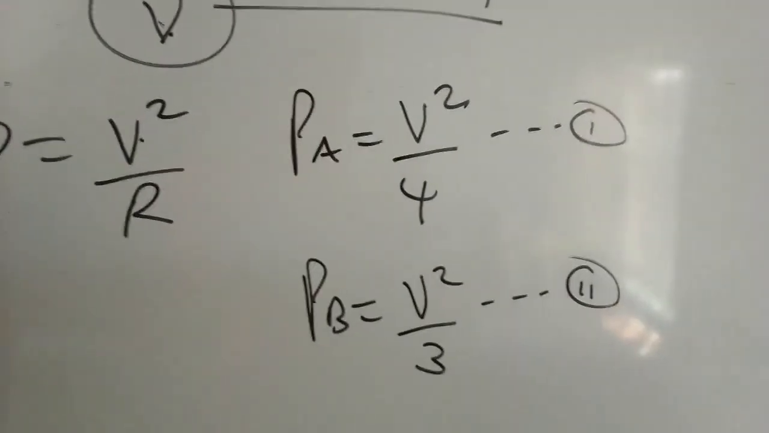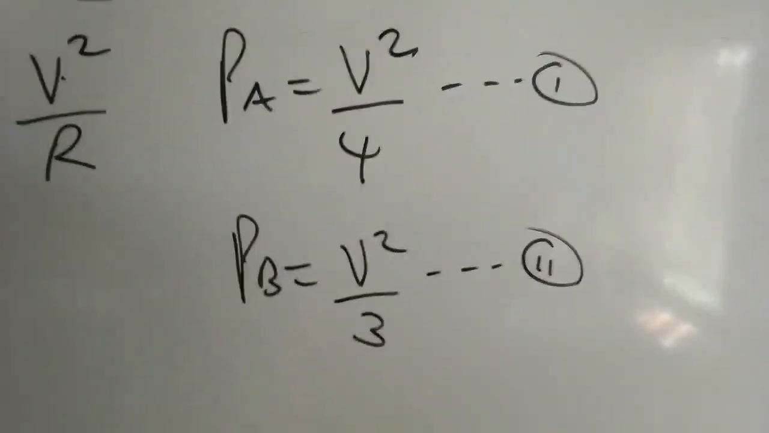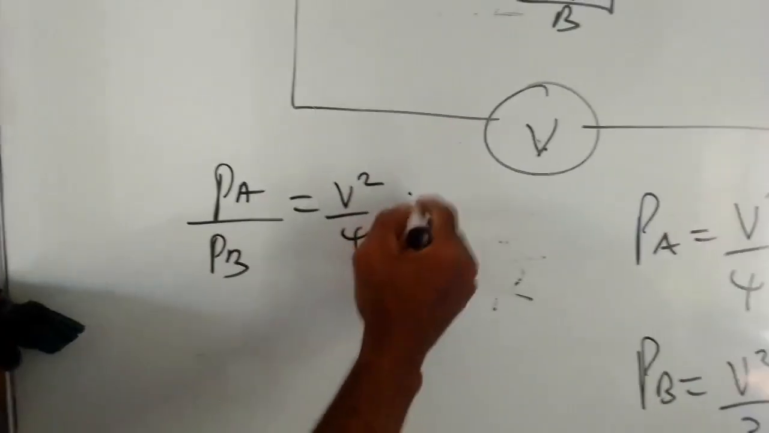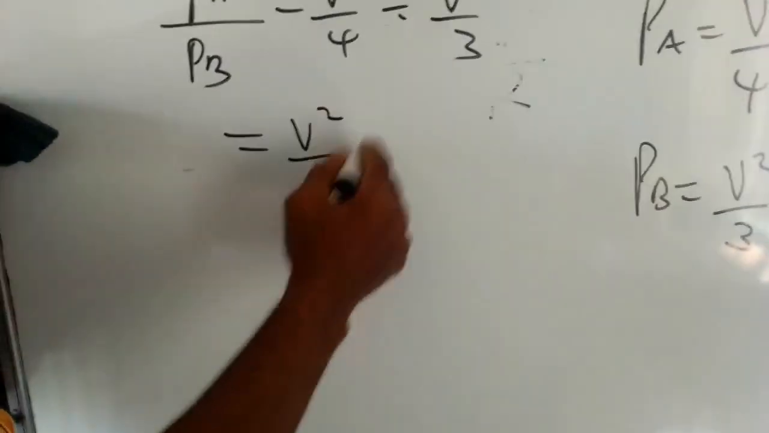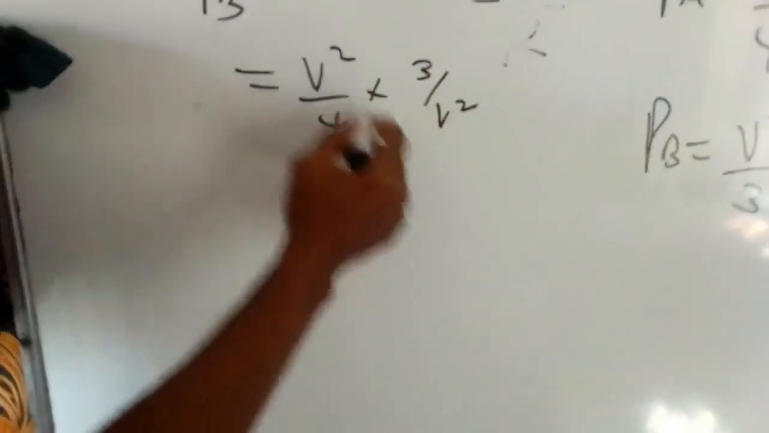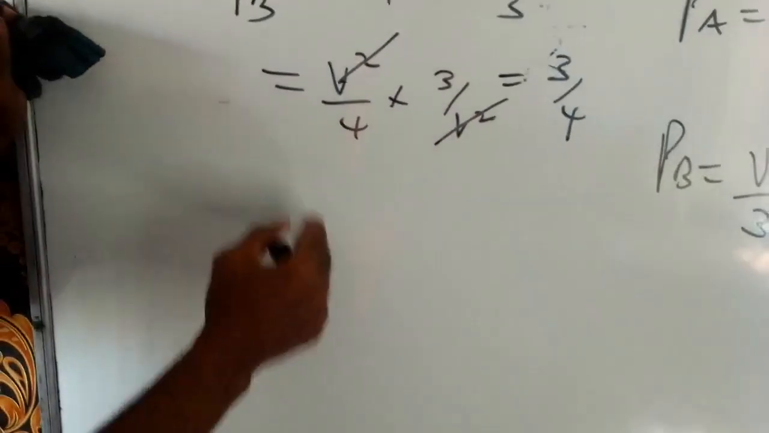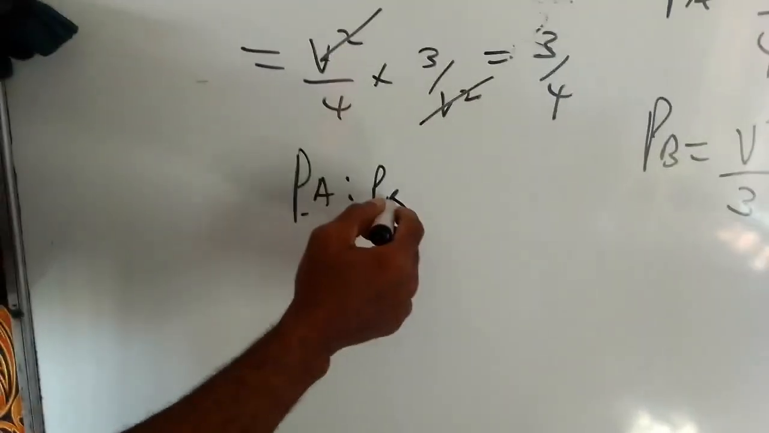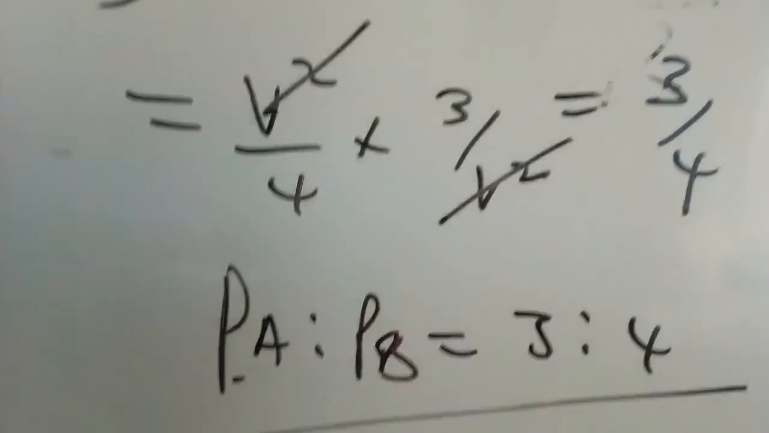We look for the ratio of the power across A to the power dissipated in B. We now divide A by B. That becomes V squared over 4 divided by V squared over 3. And that will give us V squared over 4 times 3 over V squared. V squared cancels V squared, we now have 3 over 4. So the ratio of the power in A to the power dissipated in B is going to be 3:4 as our final answer.